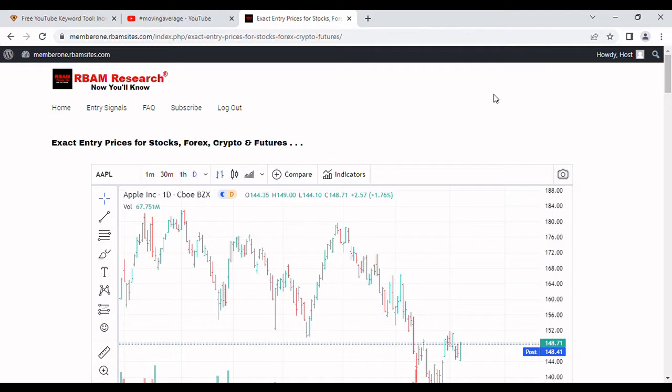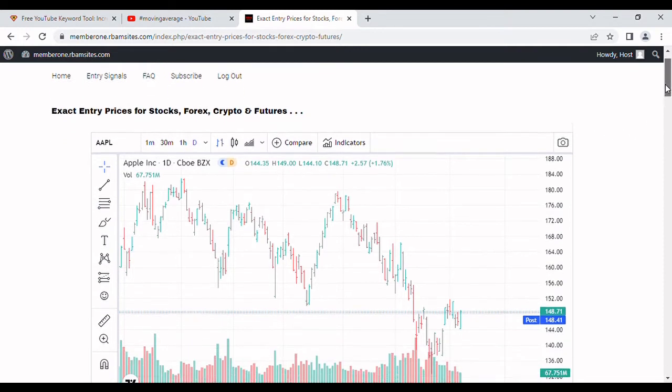Okay, we're going to do a brief video on moving average trading strategy and technical analysis. We're going to start with stocks, then we'll take a look at forex and maybe some futures. We want to first take a look at this chart.